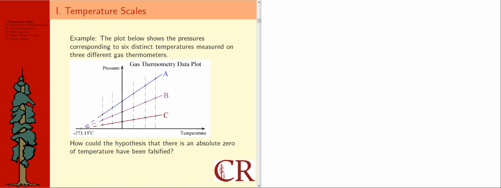The plot below shows the pressures corresponding to 6 distinct temperatures measured on 3 different gas thermometers. How could the hypothesis that there is an absolute zero of temperature have been falsified, essentially by this plot, or by the experiments this plot represents?